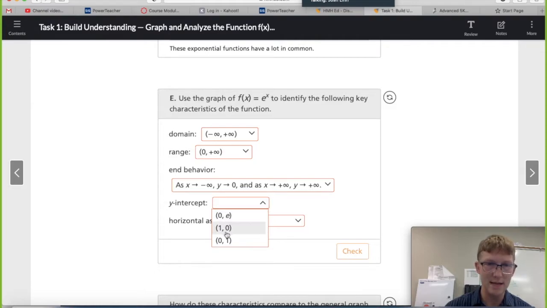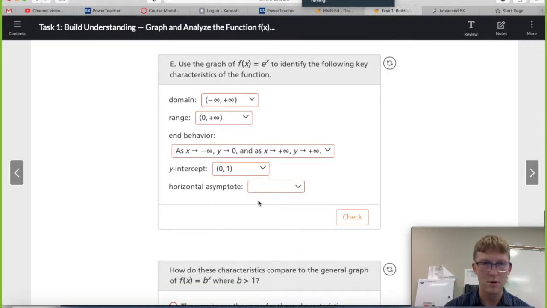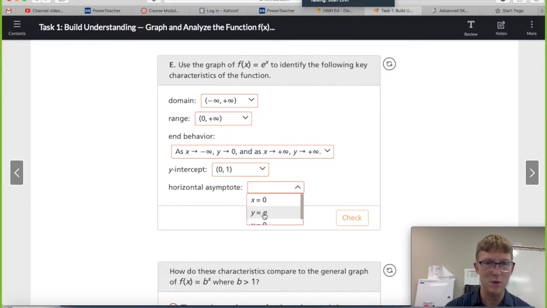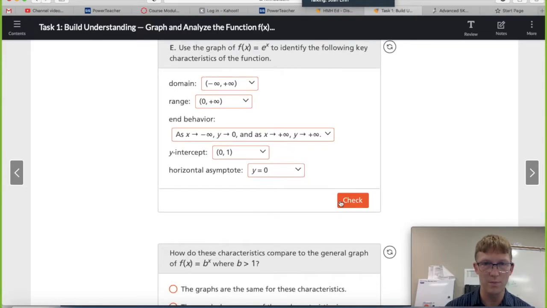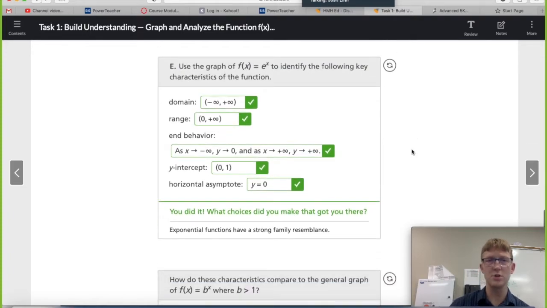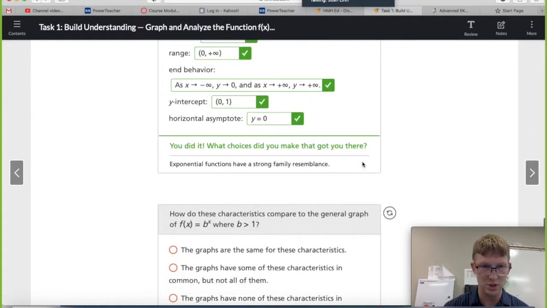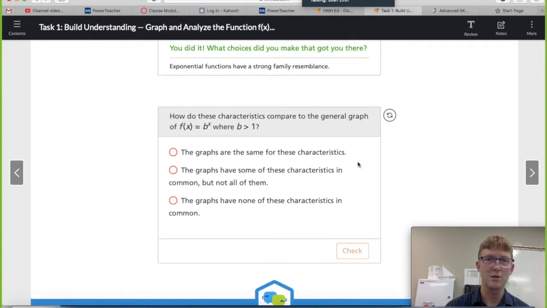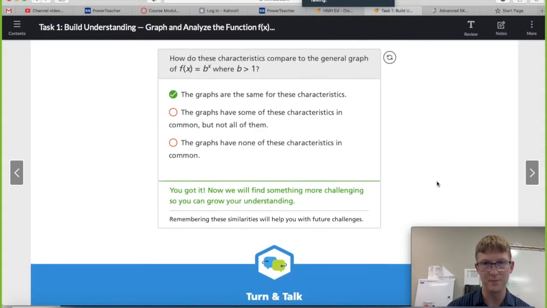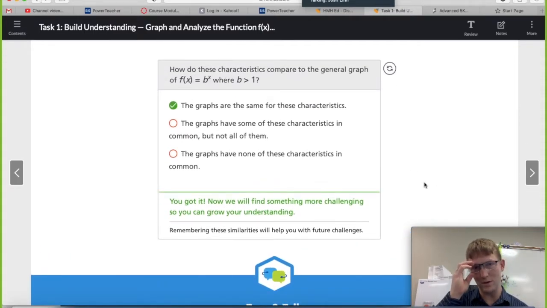The y-intercept is still at (0, 1). The horizontal asymptote is still at y equals 0. So these are all just general characteristics of the e to the x function. How do these characteristics compare to the general graph, where b is greater than 1? The graphs are the same for these characteristics. I'm going to go with these are the same characteristics. They're not the same graphs. They're still going to have different points on them, but they have many of the similar characteristics.